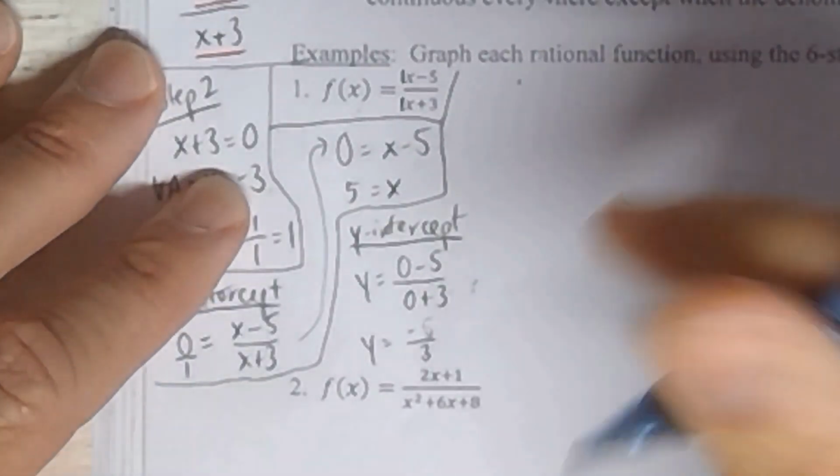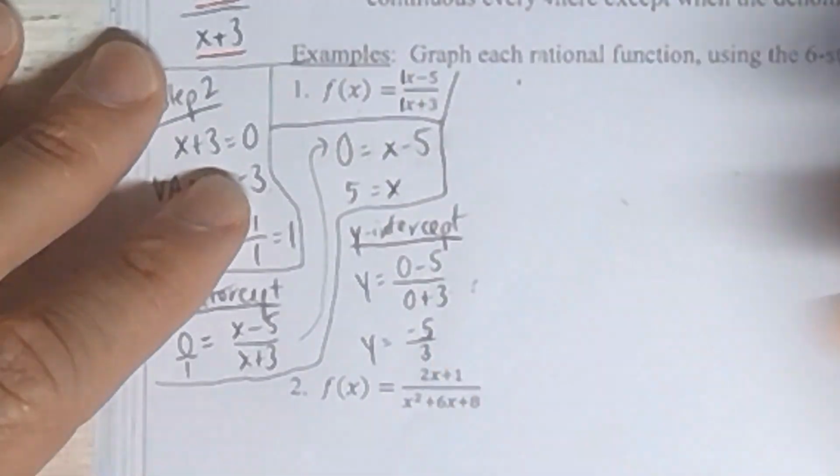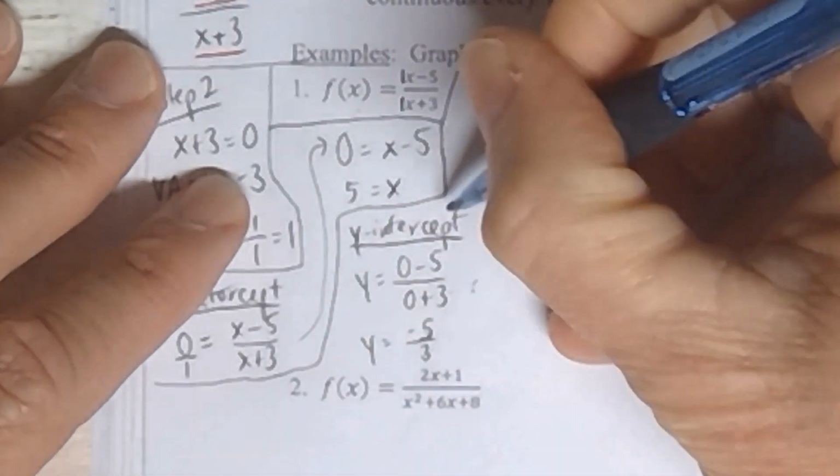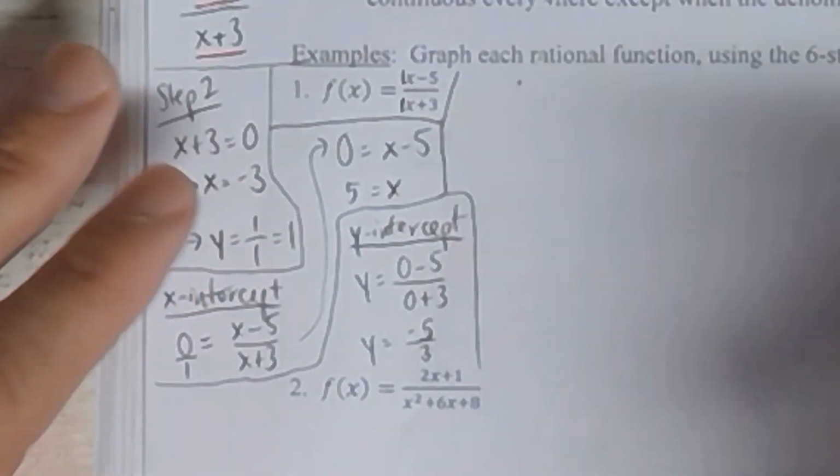Okay, we're slowly but surely getting closer here to where we can actually graph this thing. All right, now, that was step 3. What's step 4?